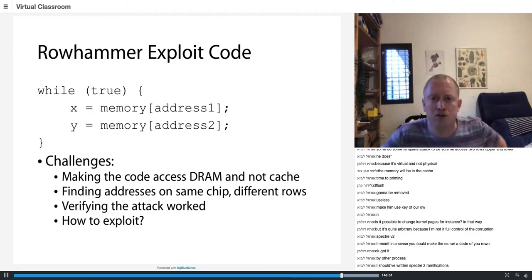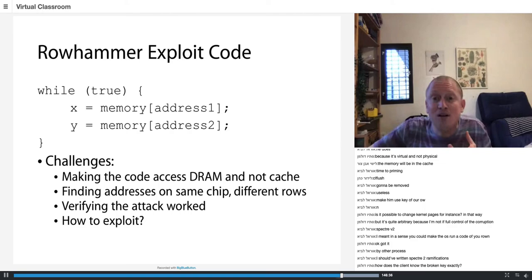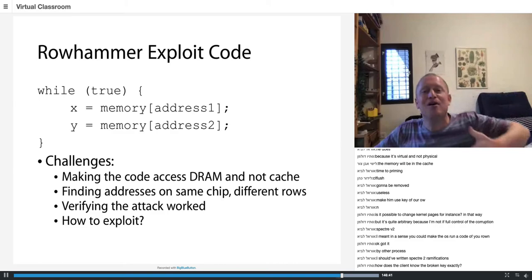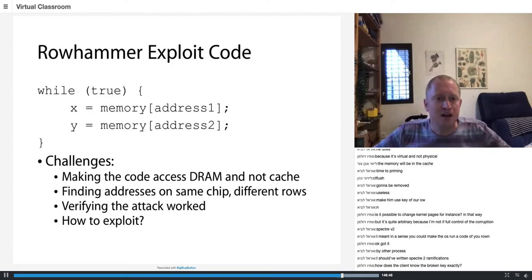And if you read about the disclosure, the client doesn't know the broken key. The client only has the public key, but the client can now factor this public key because once I flip the bit, it becomes a very random number, and random numbers are usually easy to factor. That's one of the things that they show in the paper. So again, you need to look at the paper.